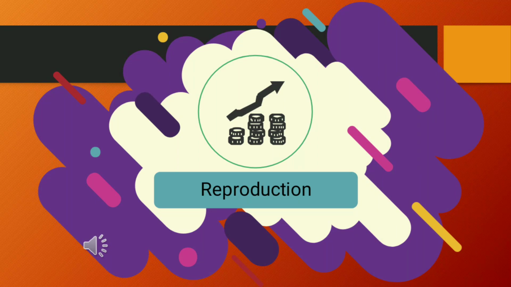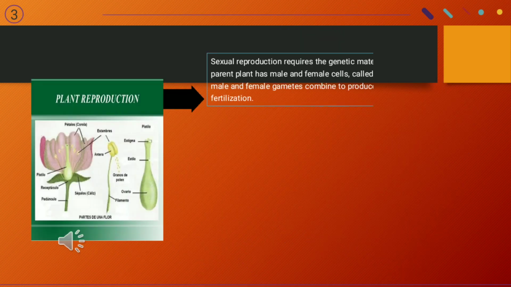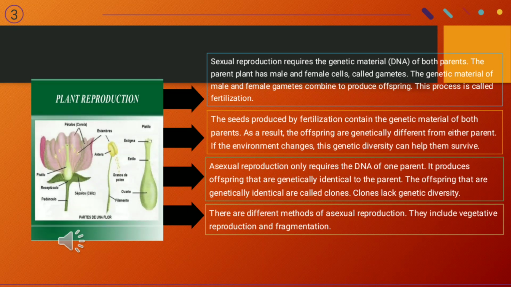Next is reproduction of plants. Sexual reproduction requires the genetic material or DNA of both parents. The parent plant has male and female cells called gametes. The genetic material of male and female gametes combine to produce offspring. This process is called fertilization. The seeds produced by fertilization contain the genetic material of both parents. As a result, the offspring are genetically different from their parents.